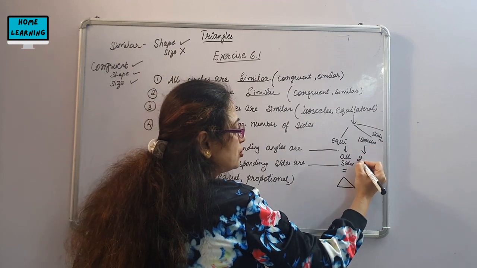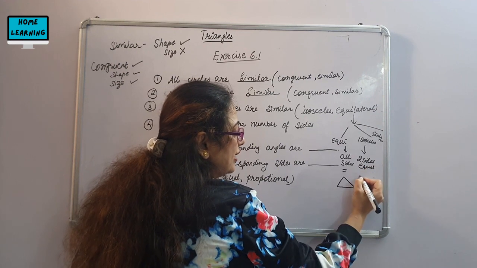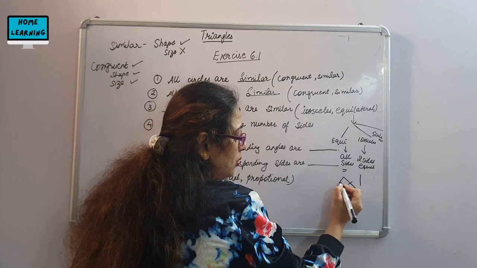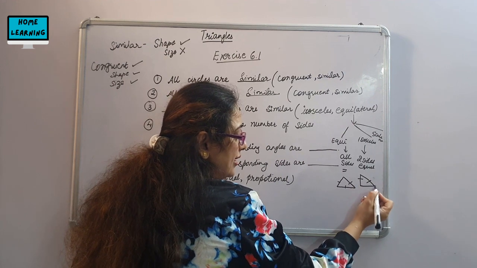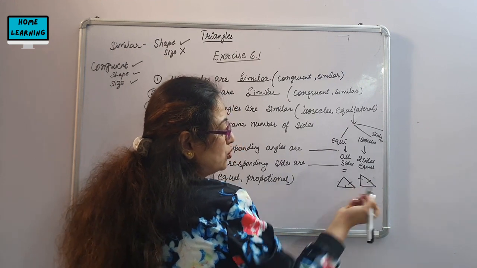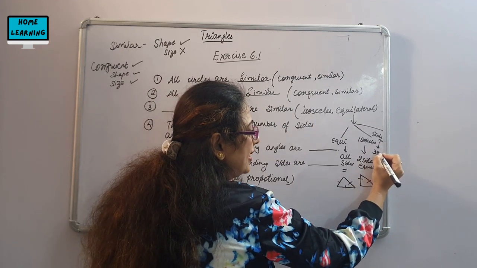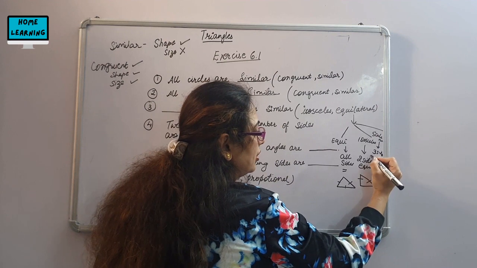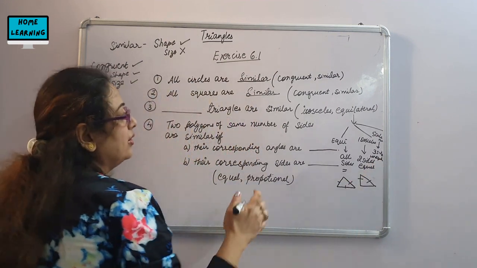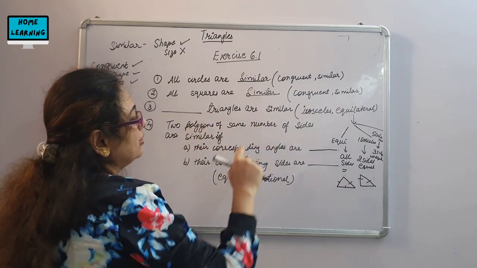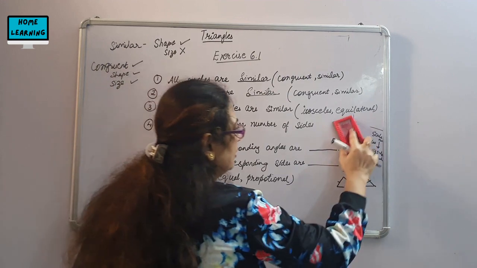An isosceles triangle has two sides equal. Like one side is 3, the other is 3, and the third side is 4 centimeter. So two sides are equal. In scalene, all three sides are unequal. All are different. Now come back to this question. Dash triangles are similar, isosceles or equilateral.